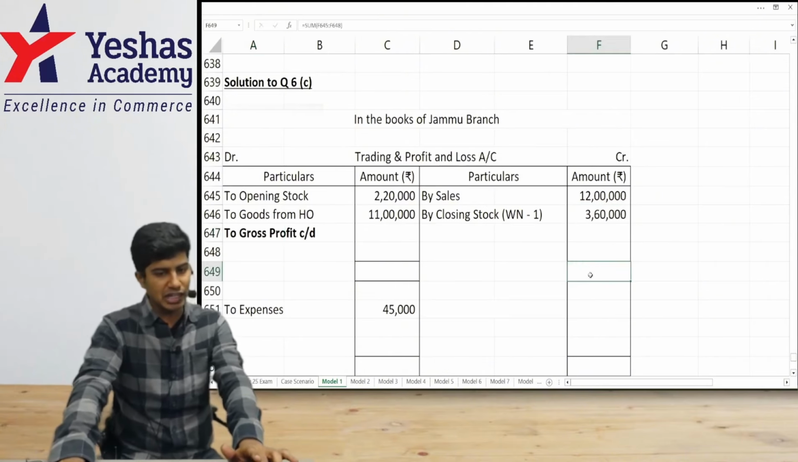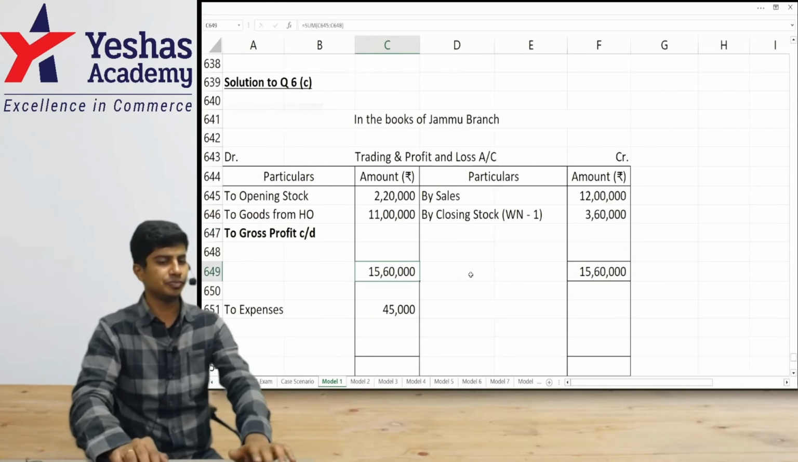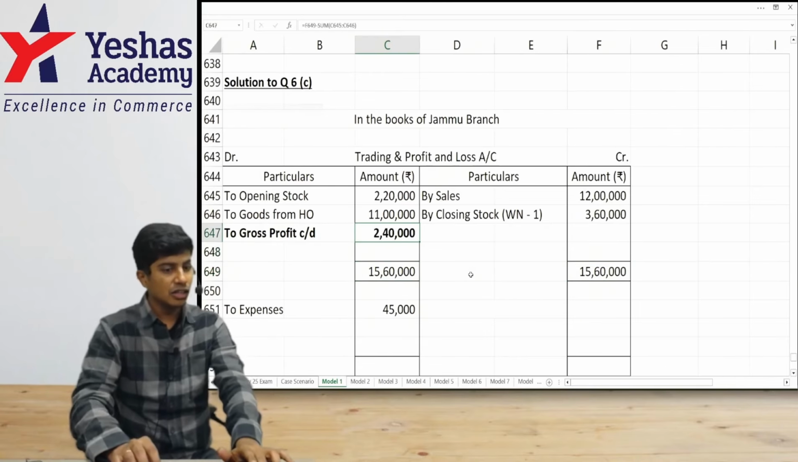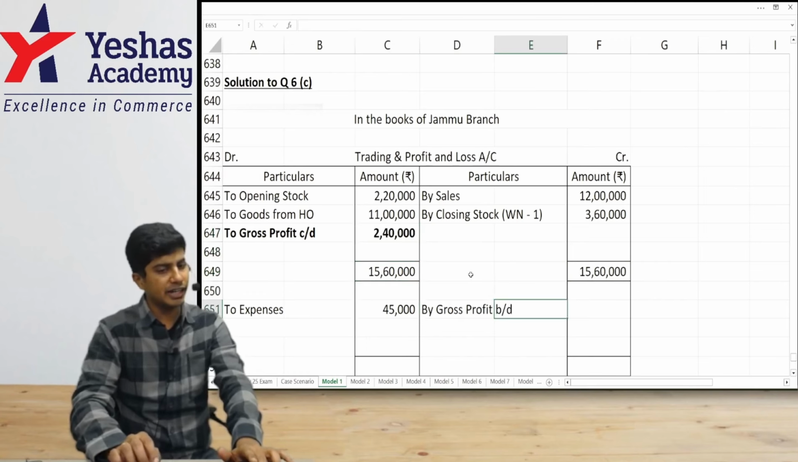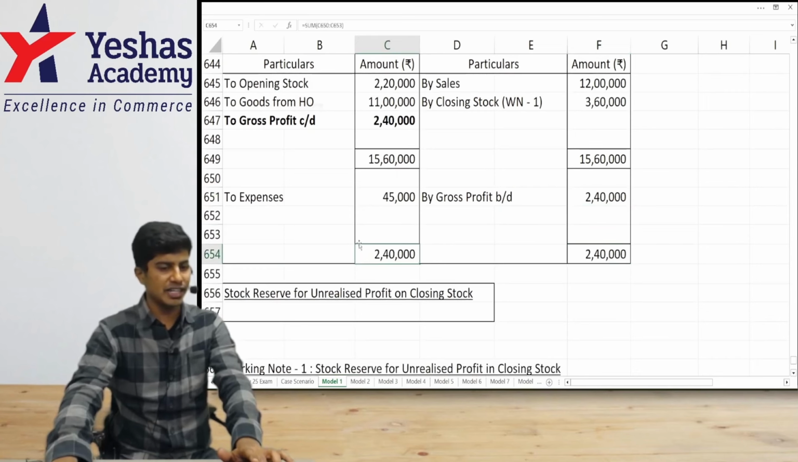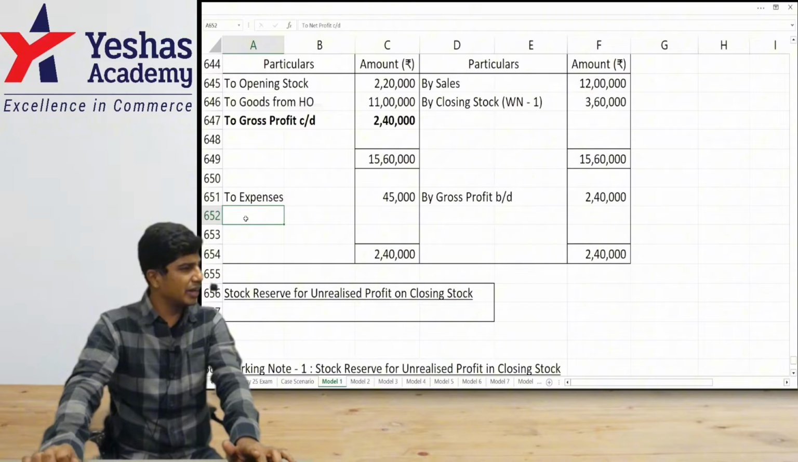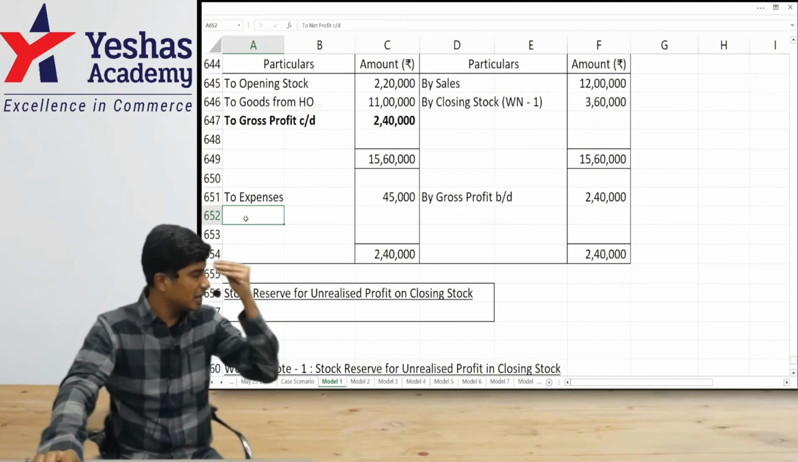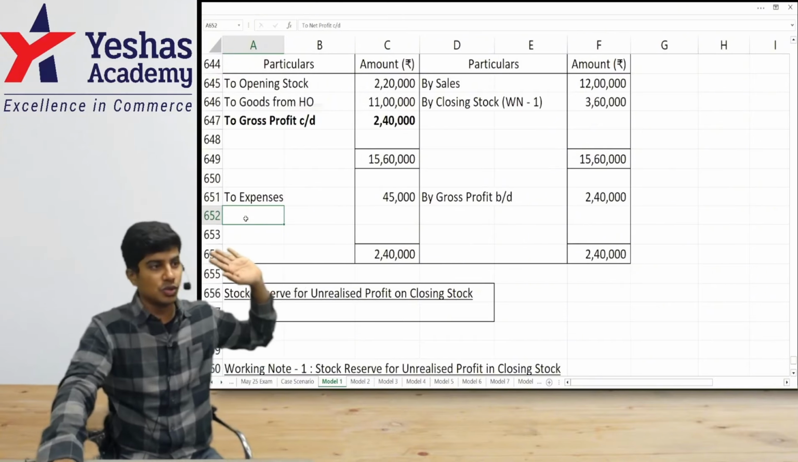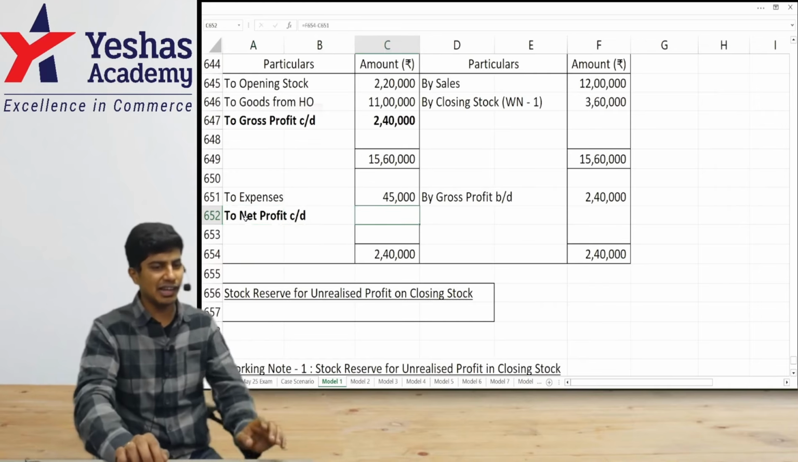Here the total is 15 lakh 60. 15 lakh 60 minus 13 lakh 20 is how much? 2 lakh 40. GP is carried down from trading to P&L. In 2 lakh 40, 45,000 is indirect expense. Can be direct also. I don't know. I've assumed it to be indirect. Sir, can I assume it to be direct? Yes, but in the trading account, no one is going to question you. Yeah. How much is net profit? 240 minus 45. 1 lakh 95.